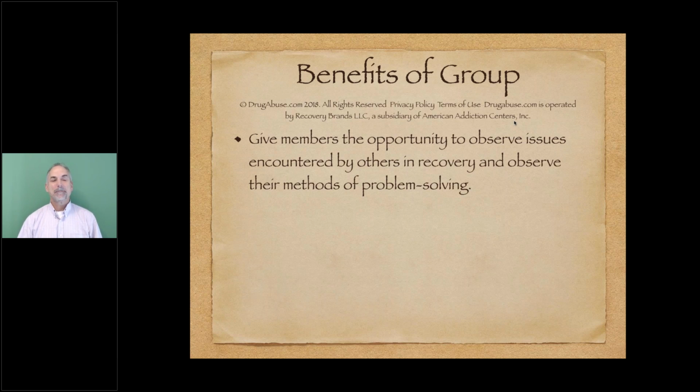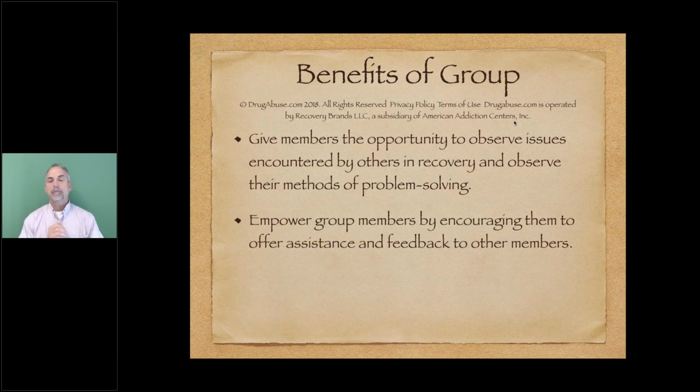Okay, so the next thing is to empower group members by encouraging them to offer assistance and feedback to other members. Basically, we really want the folks in the group to be participating. We want them providing feedback and assistance to others. And there's one thing that's super valuable about this as well: not only being able to receive feedback from their peers, which provides validation, they're getting this from people who really understand what we go through as alcoholics and addicts.